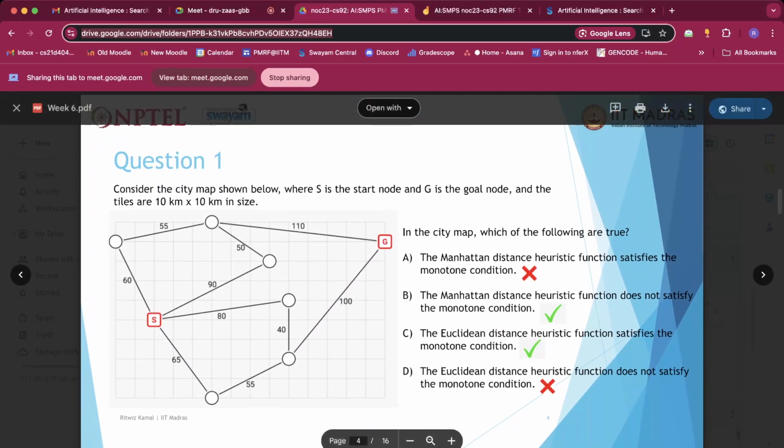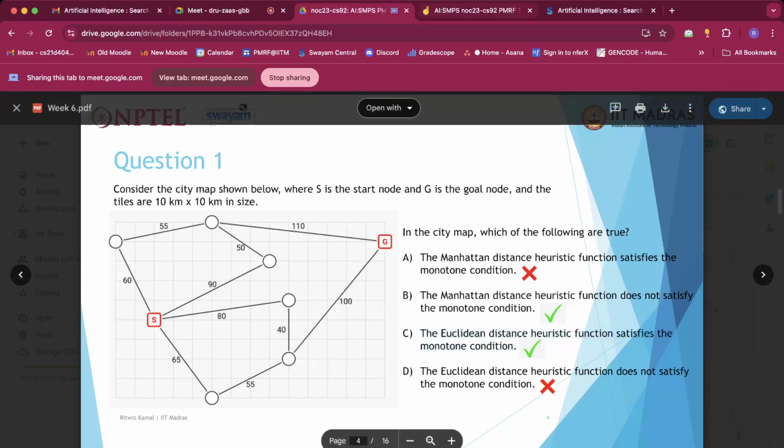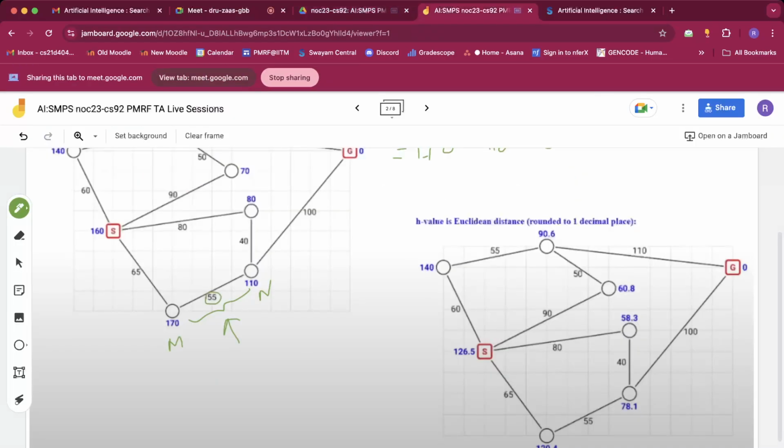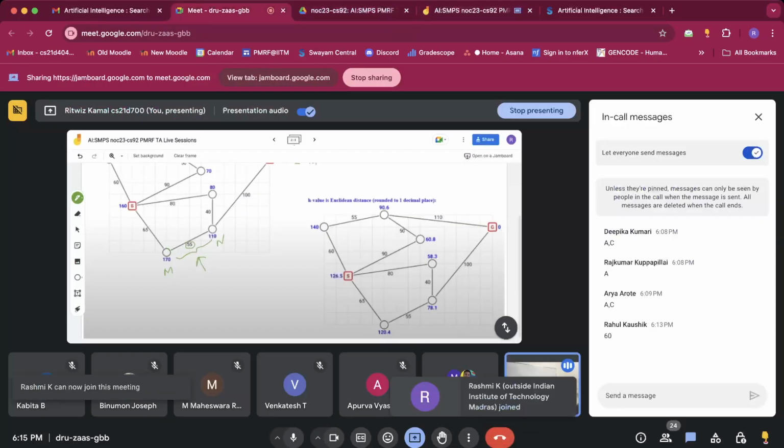So our answer tells us that Manhattan distance heuristic does not satisfy the monotone condition, whereas the Euclidean distance heuristic satisfies the monotone condition. Okay, I'll go back to the solution screen and leave it on there so that you can look at it and convince yourselves before we move on to the next question. And if there are any doubts here, please feel free to let me know.